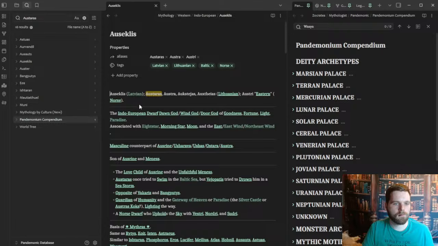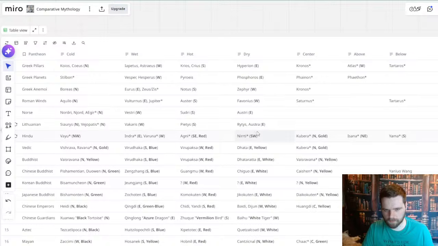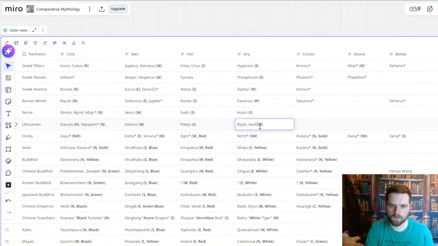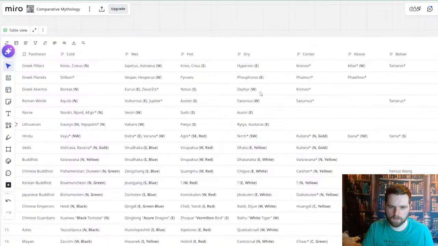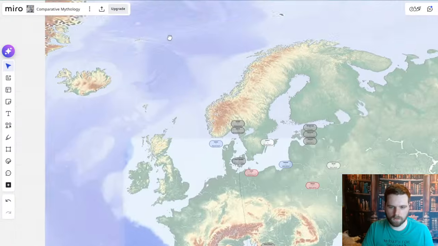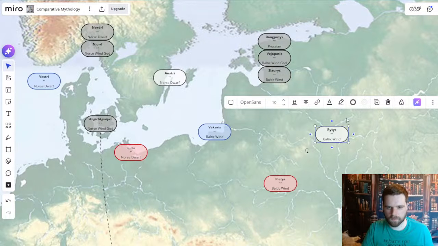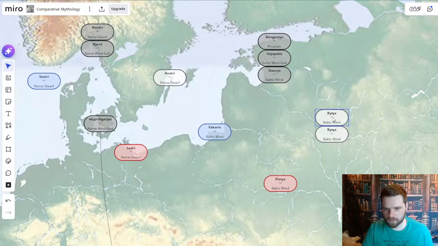Okay, so there's Ostros or Auseklis of Latvian and Lithuanian of Baltic. Eastern Dawn god, he's very much vibing with the morning star, Lucifer, Phosphorus thing that we were mentioning. And of course his linguistics very much in that wheelhouse. Dawn Star, of course, he's associated with the East.